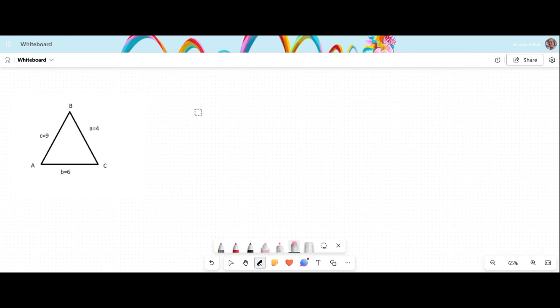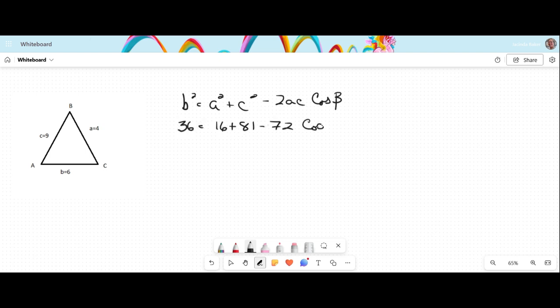The first mistake I made was making an equilateral triangle, I think, with the information we were given. So that kind of skewed my picturing of the problem, I suppose. So I started with b squared equals a squared plus c squared minus 2ac cosine of b. And then I plugged in the numbers and I got 36 equals 16 plus 81 minus 72 cosine of b.